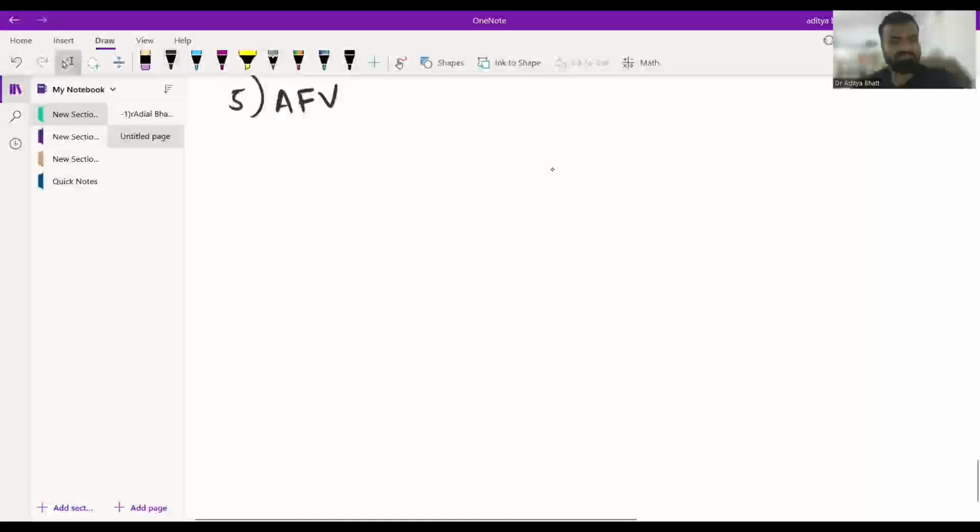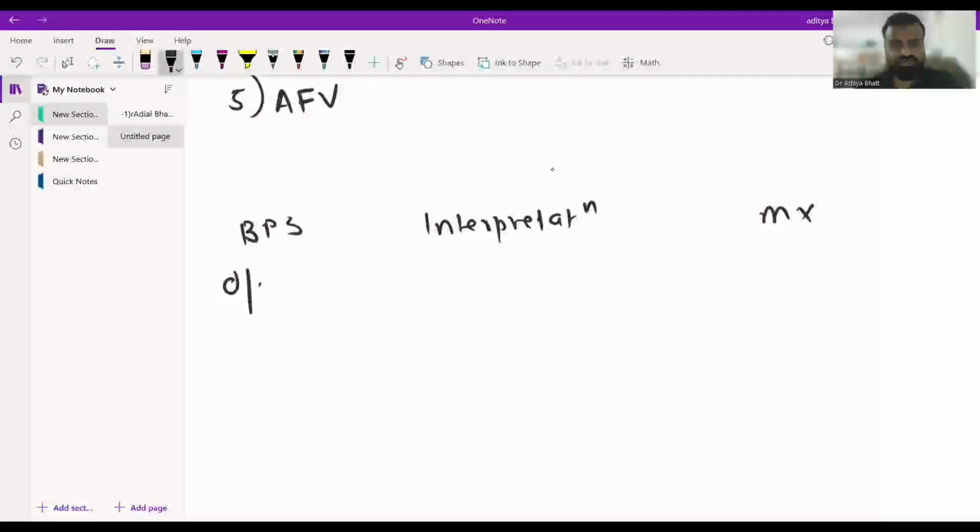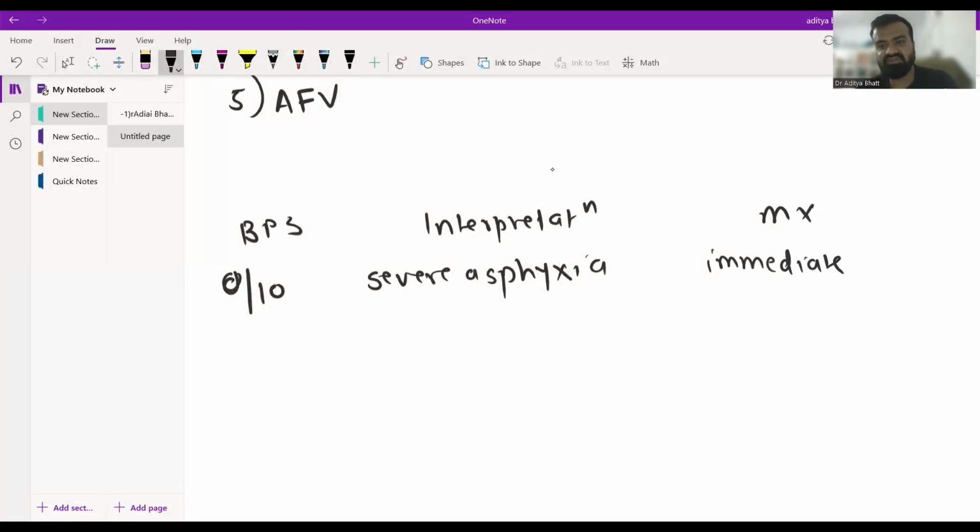Now, the biophysical profile score and its interpretation, and what the expected management is. So if 0/10 comes, meaning everything has deteriorated, it means severe asphyxia, and here you have to immediately deliver the baby. Immediate delivery is to be done, and actually, immediate delivery by LSCS. This is one of the indications for LSCS, because you do not have the time to give the mother time for labor.